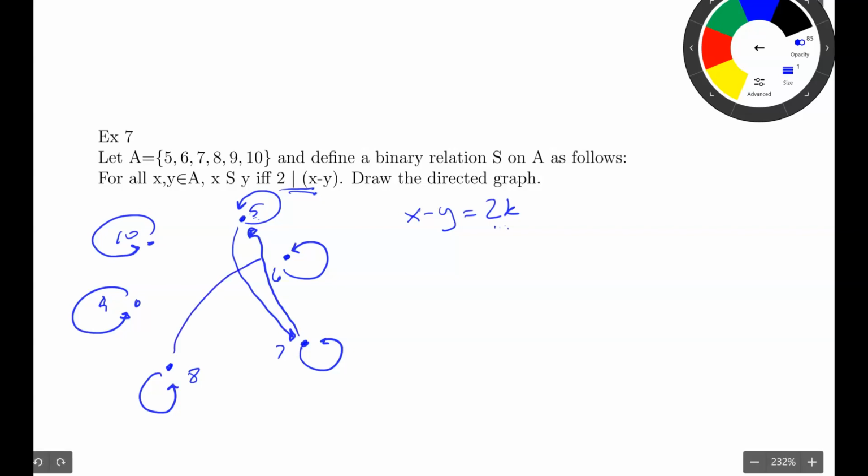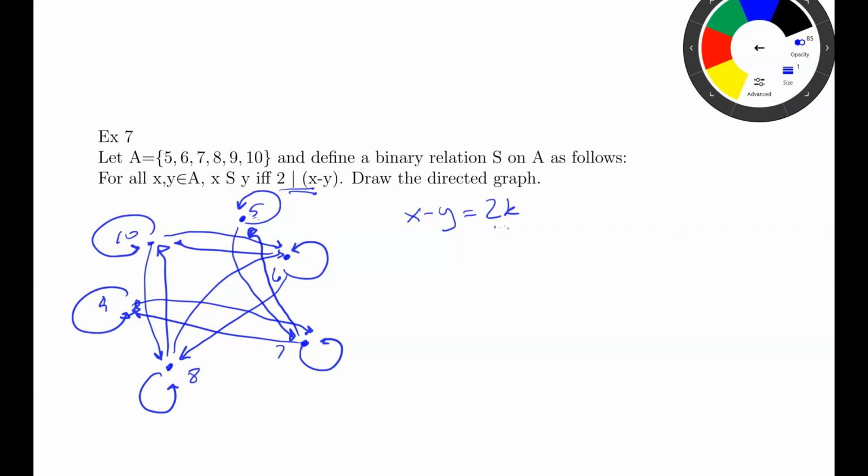And so then 6 and 8 are related, and 8 and 6. And then 7 and 9, and 9 and 7. And then 8 and 10, and 10 and 8. And what else do I have? 6 and 10, right? 6 and 10, 10 and 6. Okay, so there's my directed graph for my relation.